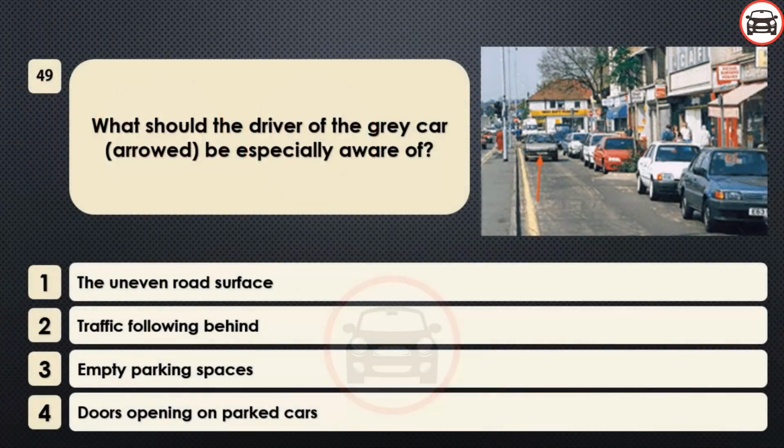What should the driver of the gray car be especially aware of? 1. The uneven road surface. 2. Traffic following behind. 3. Empty parking spaces. 4. Doors opening on parked cars.